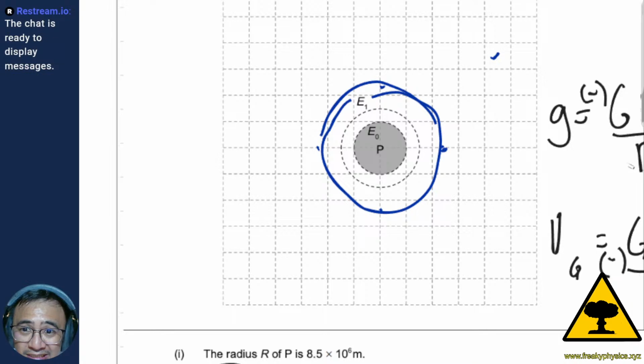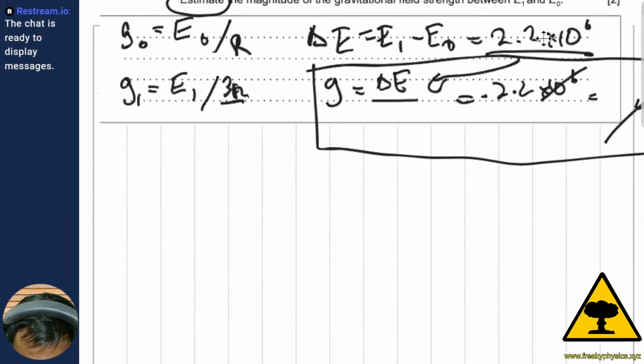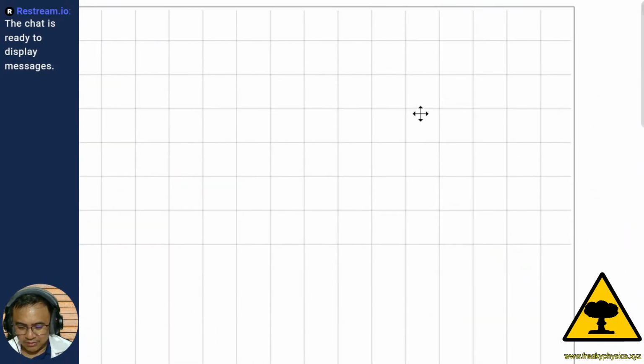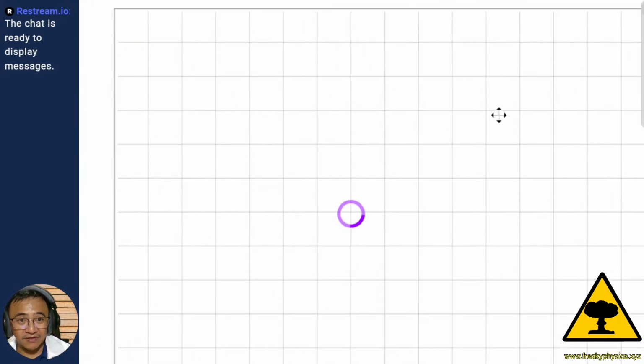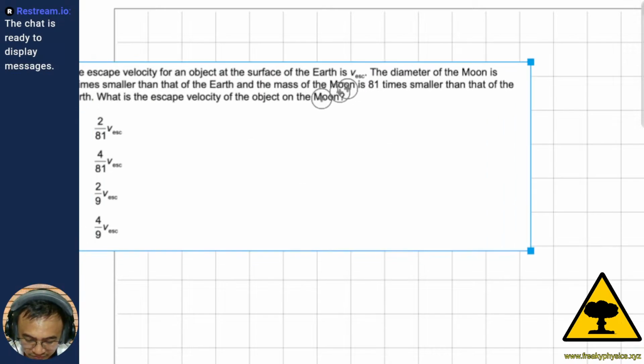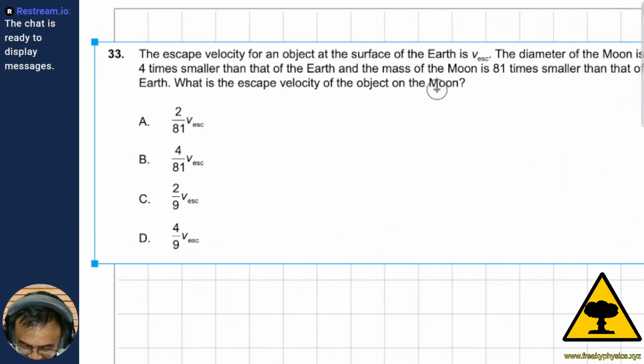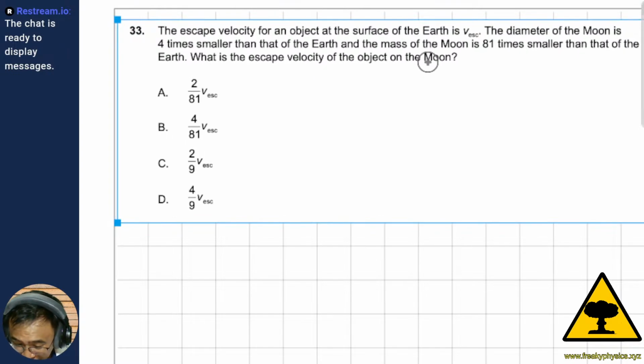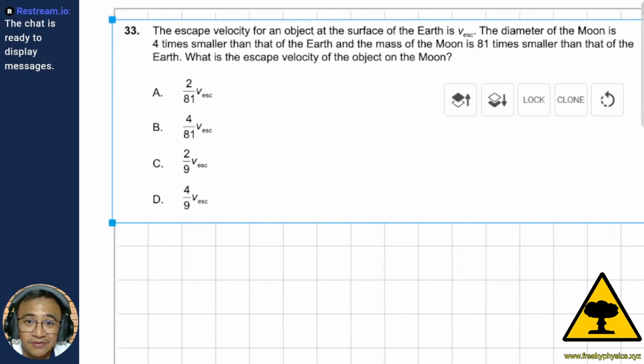Let's see one that's related to gravity. Gravity, that's electricity. This one's different. Okay, let's do this gravity equation here. All right, for gravity, this next problem is about the escape velocity. The question is loaded. You're given the escape velocity on the surface of the Earth.